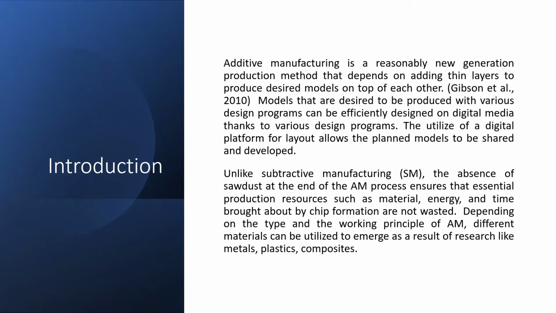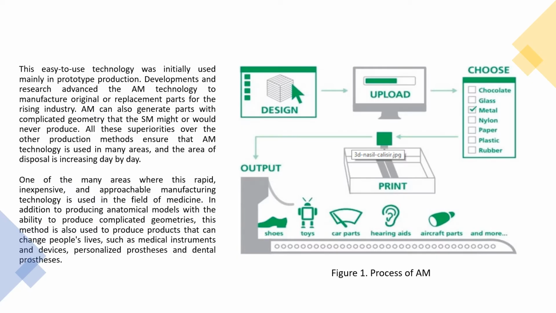Unlike subtractive manufacturing, the absence of sawdust at the end of the AM process ensures that essential production resources such as material, energy, and time brought about by chip formation are not wasted. Depending on the type and the working principle of AM, different materials can be utilized as a result of research, like metals, plastics, and composites.